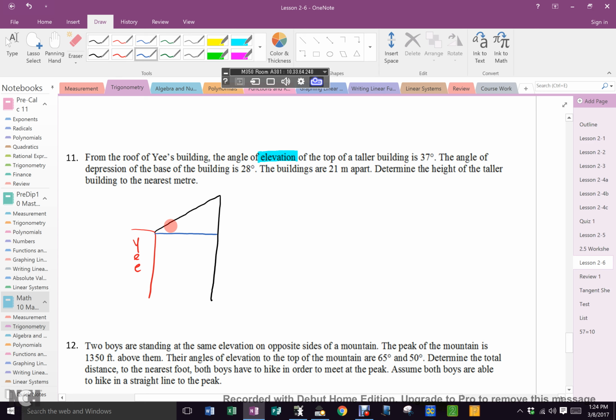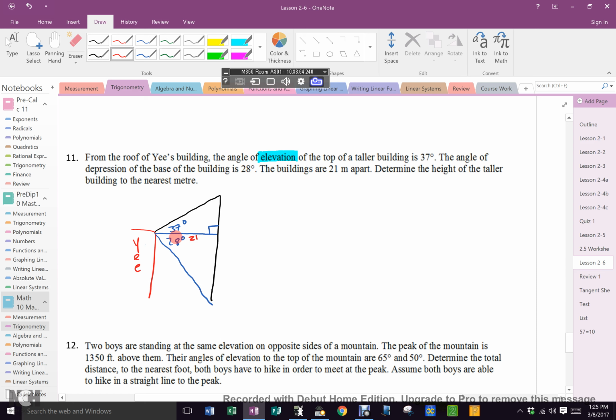Where's the 37? Is it there, on the top, or down here on the left? Why do you know it's on the left, L? Because it's an angle of elevation from Ye. Okay? It's 37 degrees. When he looks down to the bottom of the building, so now he's looking down at the bottom, it makes 28 degrees. The buildings are 21 meters apart. Where does the 21 go? In the middle. So now I have two thetas, and I have an adjacent for both of those thetas, don't I?